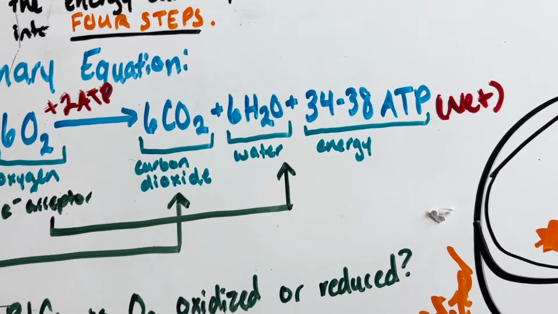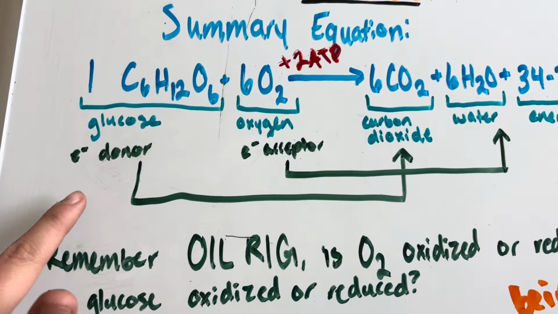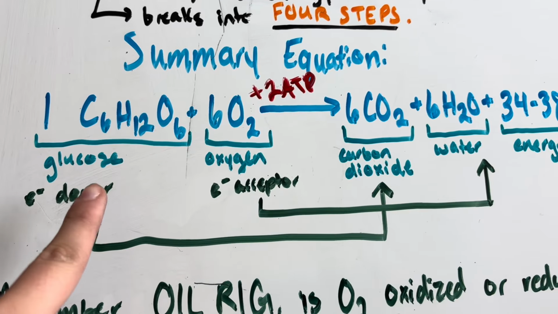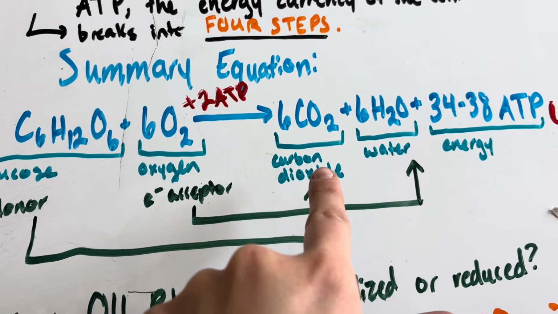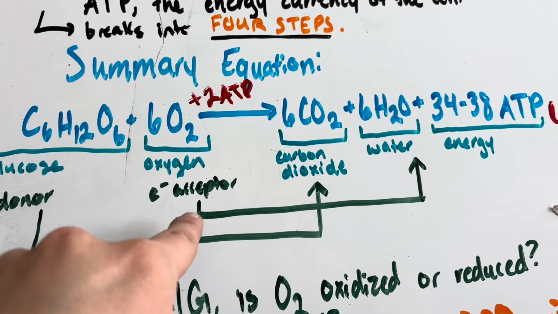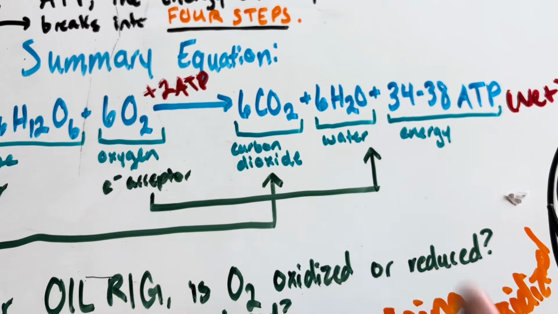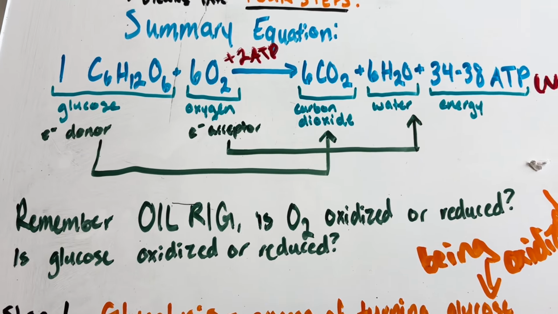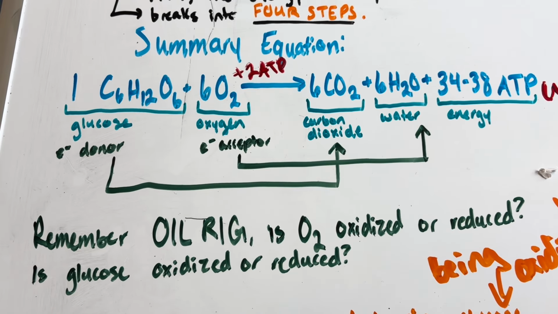net. And so if this is going to be our electron donor, is it oxidized or reduced to become carbon dioxide? If this is our electron acceptor, is it oxidized or reduced to form water? And so I wrote that down. Take a second and write out OIL RIG because it's really important for this whole process.